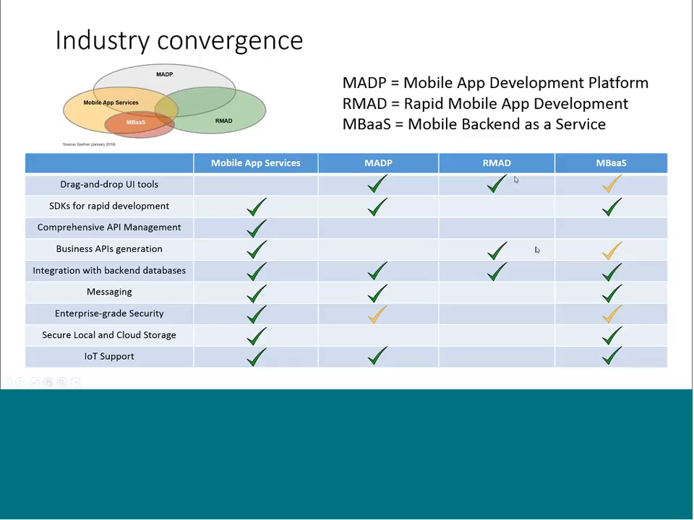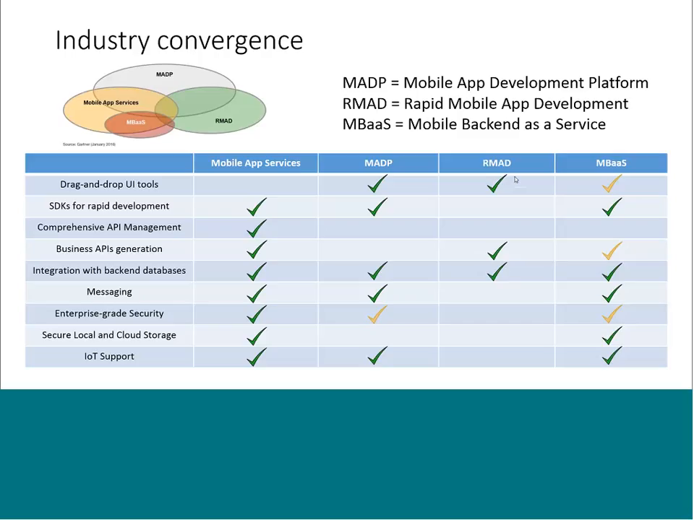RMAD is Rapid Mobile Application Development set of tools, and those are predominantly used for building UI capabilities, so drag and drop building UIs and all that. So that would be kind of like complementary to what we are talking about here in terms of backend function. So if UI is RMAD, then you can leverage mobile app services for backend function building.